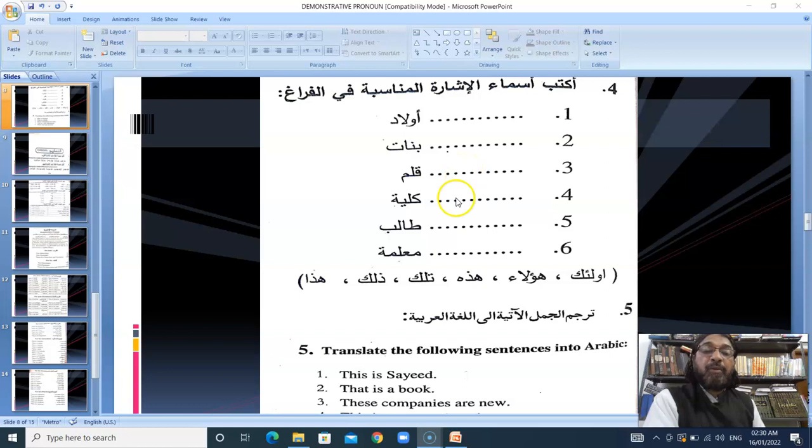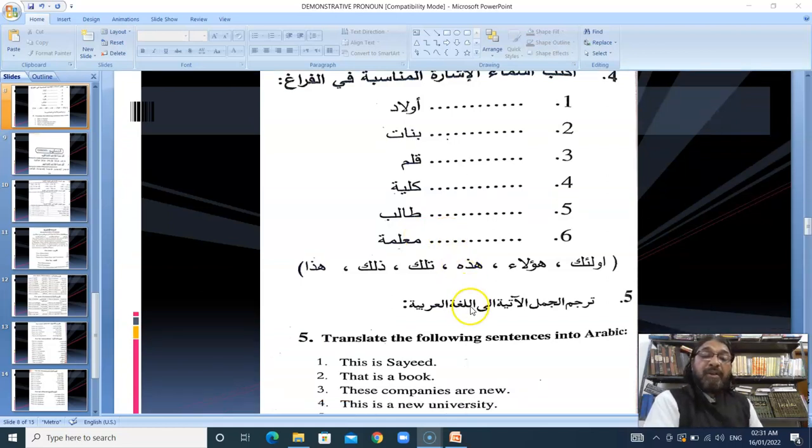Then after kulliyatun, ta is an indication of feminine. We can use the feminine ishara, hazihi kulliyatun, this is a college. Then after talibun, talibun is masculine gender, muzakkar. So we can use here haza talibun, this is a student. Then after muallimatun, lady teacher, we can use tilka here, tilka muallimatun, that is a lady teacher.